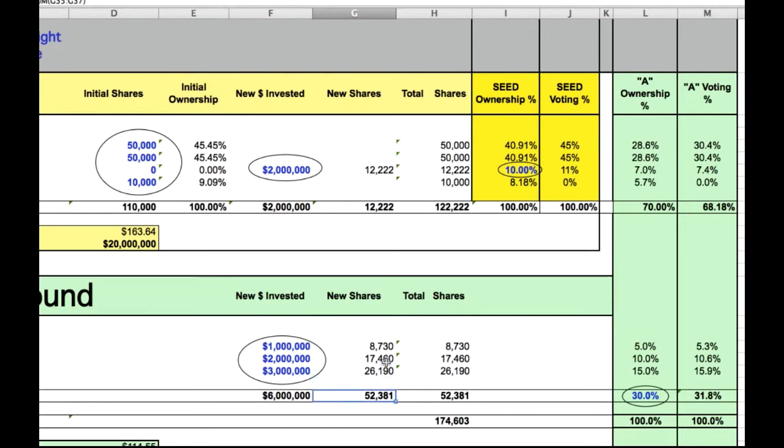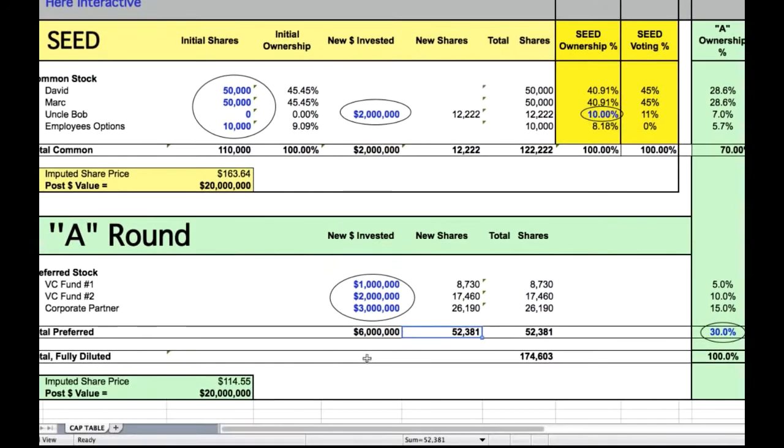Great. So what's our post-money valuation now? What did that do? Well, look, it actually dropped the share price to $114, but it increased the total value of the company to $20 million. So let's think about this for a second.